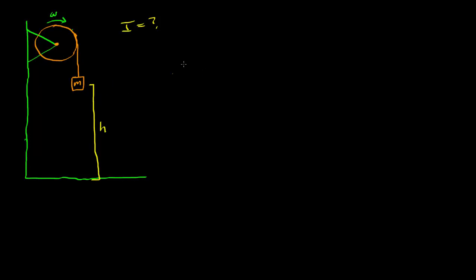But the idea here is that initially, again, working with energy, we have some gravitational potential stored in this thing. So we're going to have some gravitational potential in the little mass, I'll put a little m. And that's the only thing. And then afterwards, right as it's about to hit the ground, we would have kinetic energy in the little mass and kinetic energy in the disk. So that would be our setup.